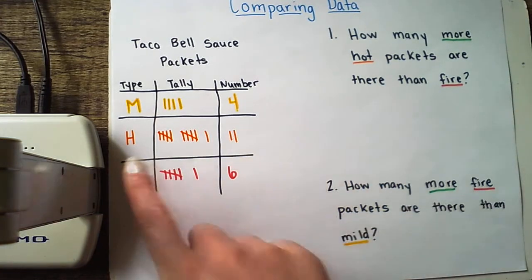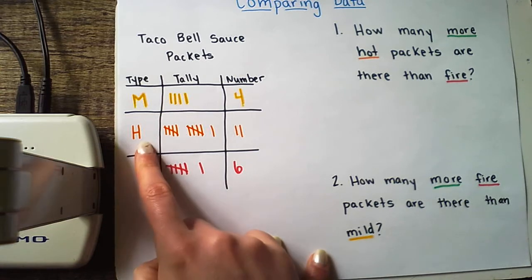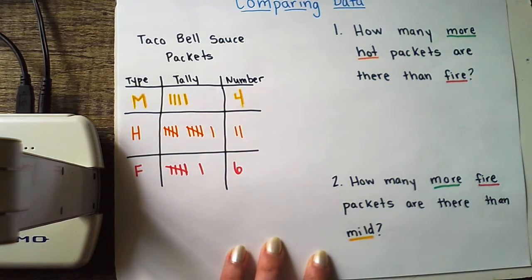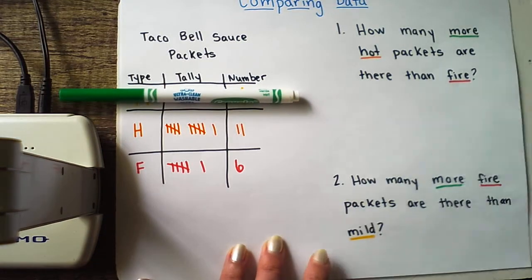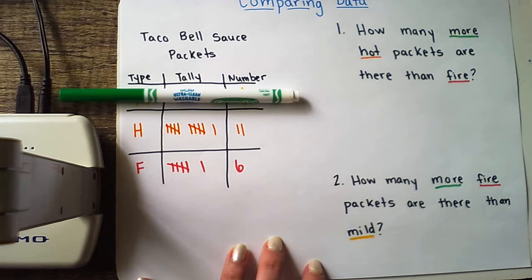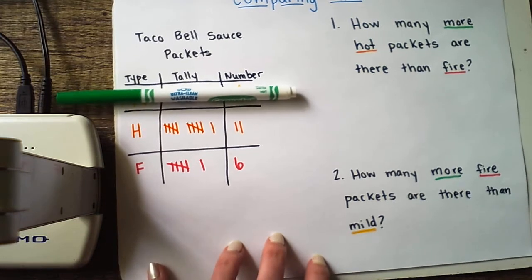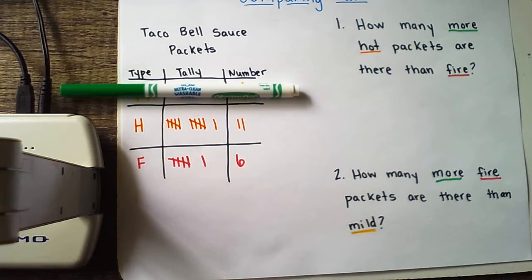Well, the first thing I'm going to do is take a look at my table. I notice that I'm comparing hot and fire. I don't care about mild right now. If you need to put something over it to get it out of your way so that you're not focused on it, you can. Or if you can just mentally look at it and erase it so that you are just focused on hot and fire, that's perfectly fine too. So I want to know how many more hot there are than fire. Well, I'm going to draw a representation of how many hot packets I have.